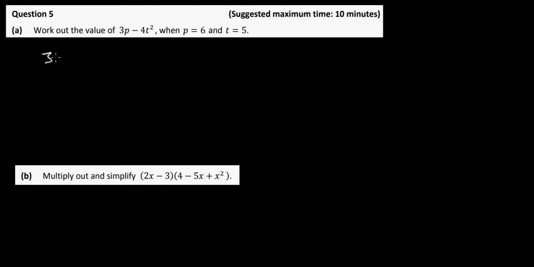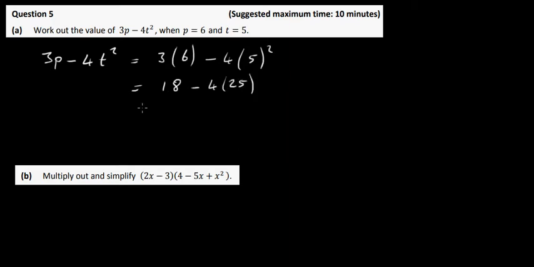So we have 3p minus 4t squared. Well, all we've got to do is substitute in 6 for p and 5 for t. So we've got 3 times 6, which is p, minus 4 times 5, which we've got a square, which is t. So 3 6's here, 18. We've got a square here first, so it's 4 times 25. So we just end up with 18 minus 4 25's, which is 100. So that'll just give us minus 82. Okay, so that's part 1.